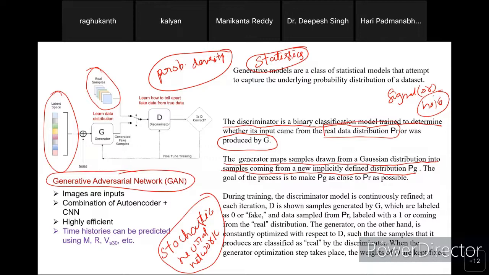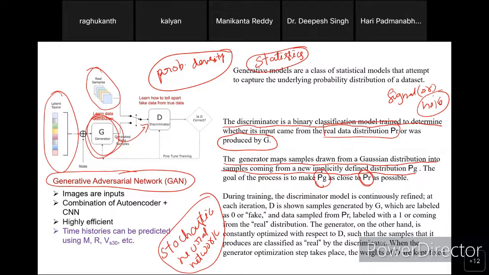That is what we are calling the actual PR. Whatever the generator gives us as output goes to the discriminator. The discriminator says whether it is real or fake information, whether it is a signal or noise. So we train the network such that the probability density of the samples generated by G is more or less close to the real data set itself.